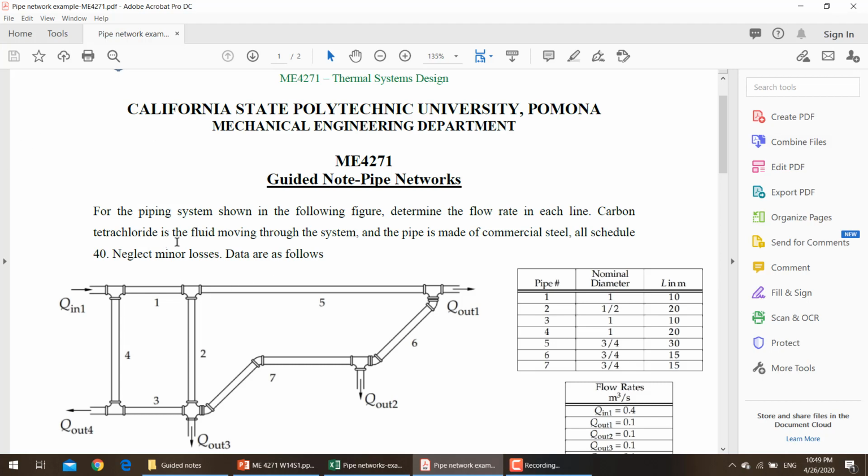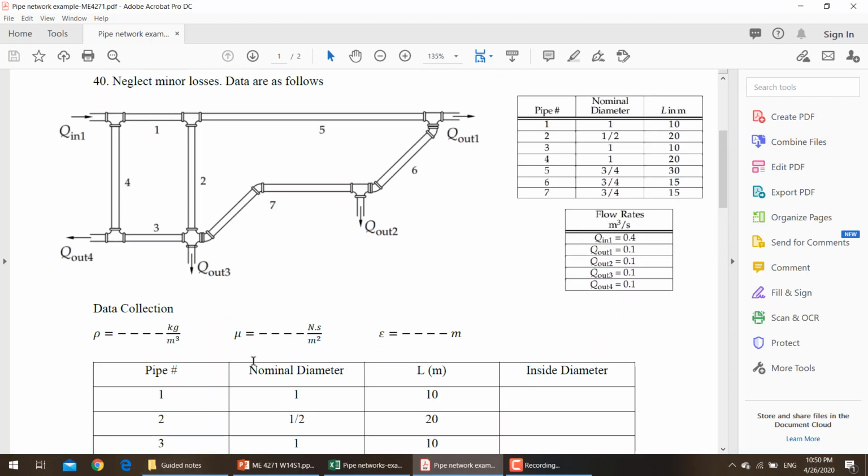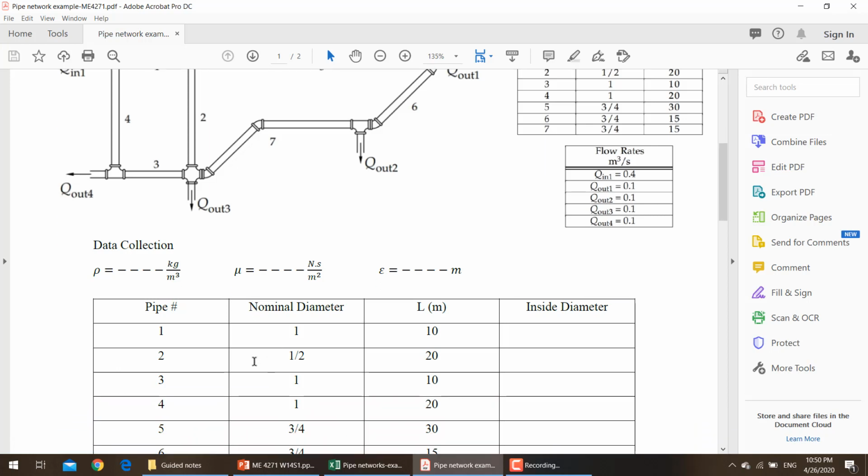All pipes are commercial steel, and we also need to find the internal diameter, correct? So we need to find this information, and then we can fill it in here, for the pipes and for the inside diameter. You can pause this video, spend 5 minutes, and try to find the thermophysical properties plus the inside diameter.